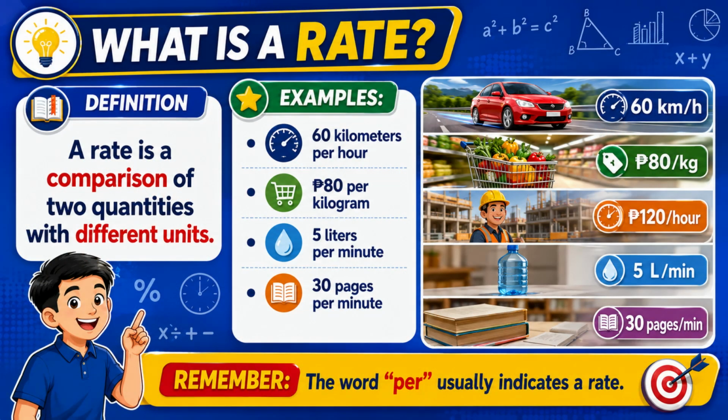A rate compares two quantities that have different units. For example, kilometers and hours, pesos and kilograms, or liters and minutes. Whenever you see the word per, it often tells you that the number represents a rate.